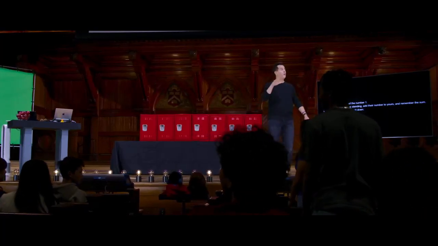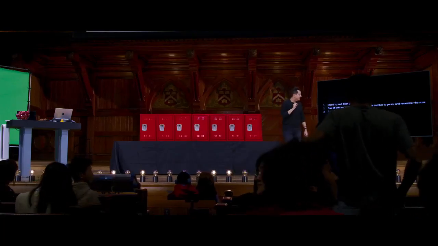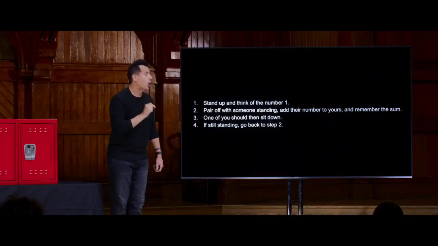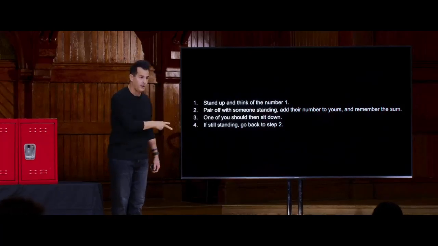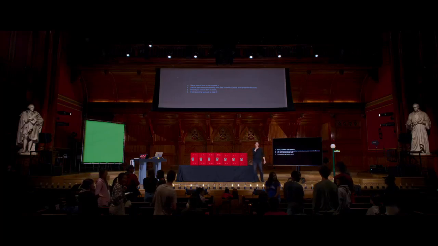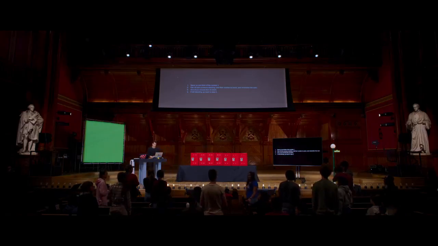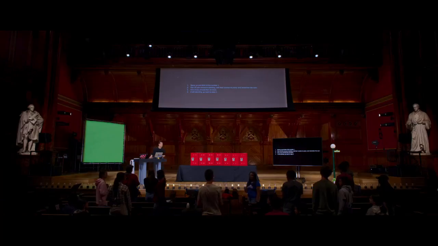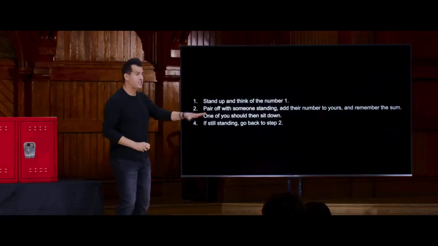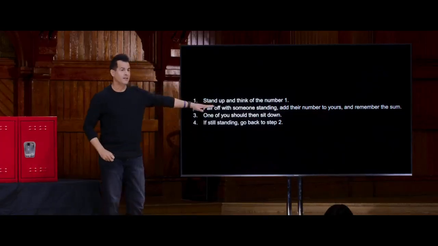OK. Good. Never seen some people sit down so fast. So those of you who are still standing, the algorithm's still going. So the next step for those of you still standing is this. If still standing, go back to step 2. Ergo, repeat, or loop if you could. And notice if you've gone back to step 2, that leads you to step 3. That leads some of you to step 4, which leads you back to step 2. So this is a loop.